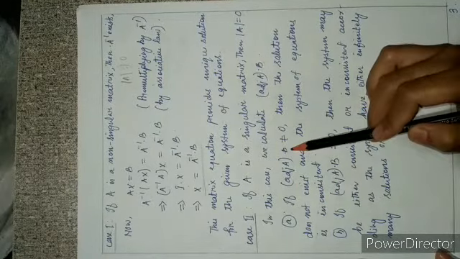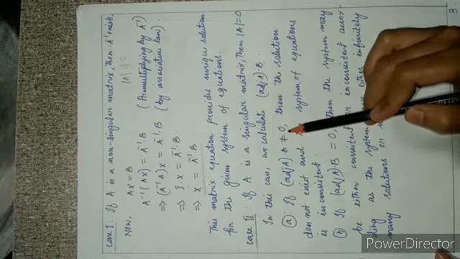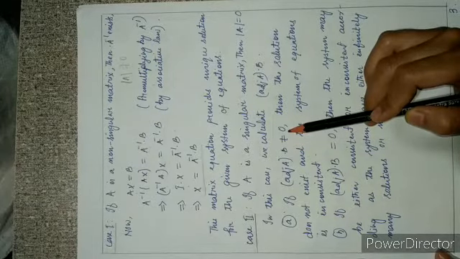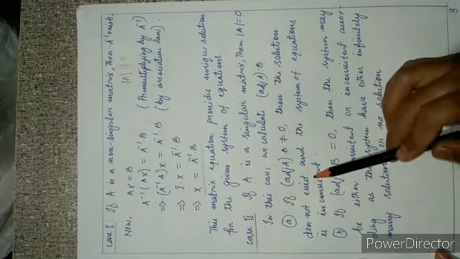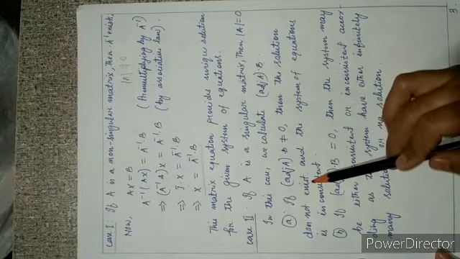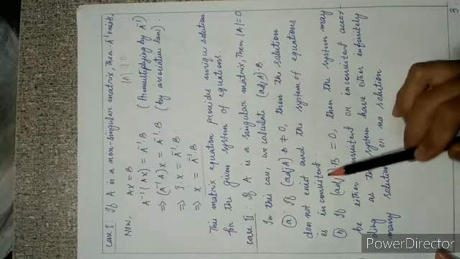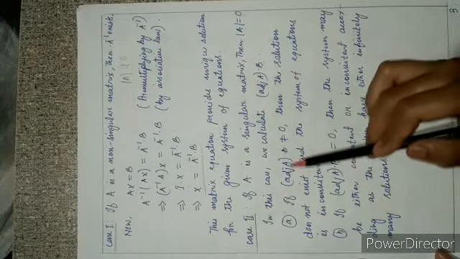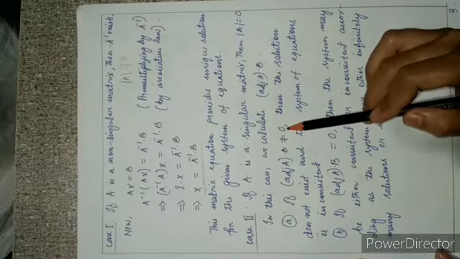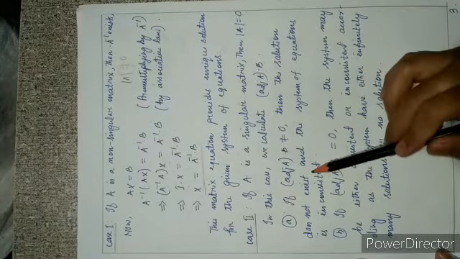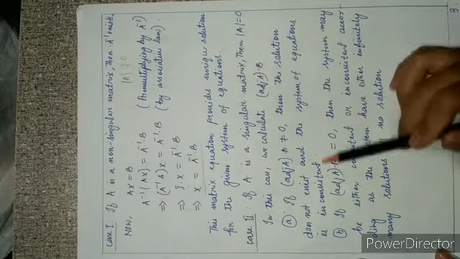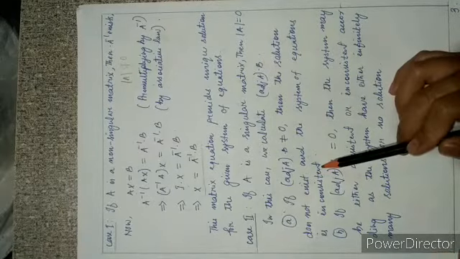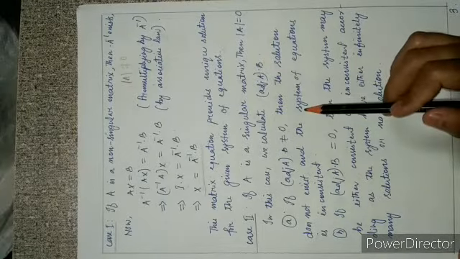If adj A multiplied by matrix B is not equal to O, the zero matrix, then the solution of the system does not exist and the system of equations is inconsistent. When adj A multiplied by matrix B is not equal to the zero matrix, there is no solution for the system of linear equations, and this system of linear equations is said to be inconsistent. Inconsistent means it has no solution.